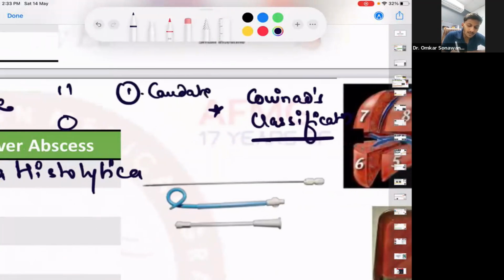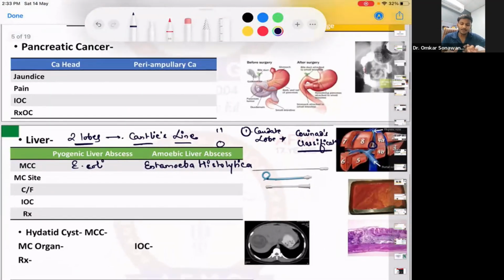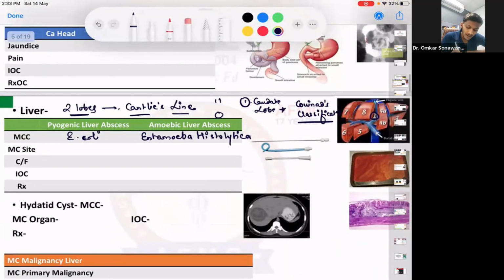Please remember this. The caudate lobe is not involved in cases of amoebic liver abscess. In amoebic liver abscess, which lobe is usually involved? It is the right lobe which is commonly involved. And which quadrant is involved? The posterior-superior quadrant.